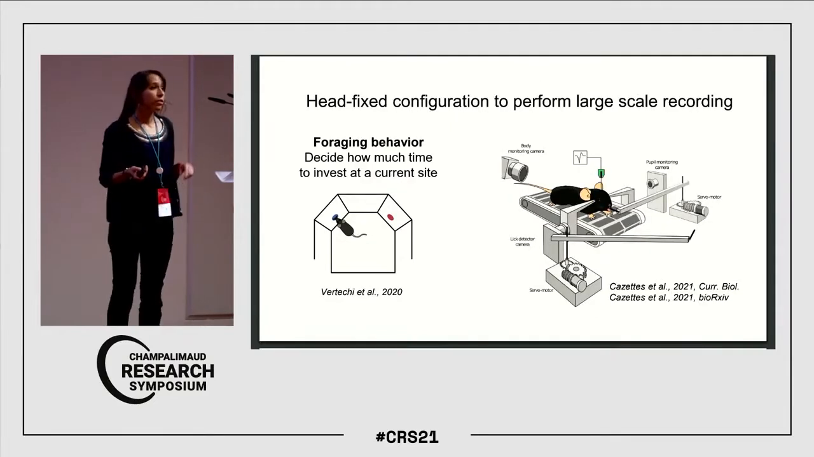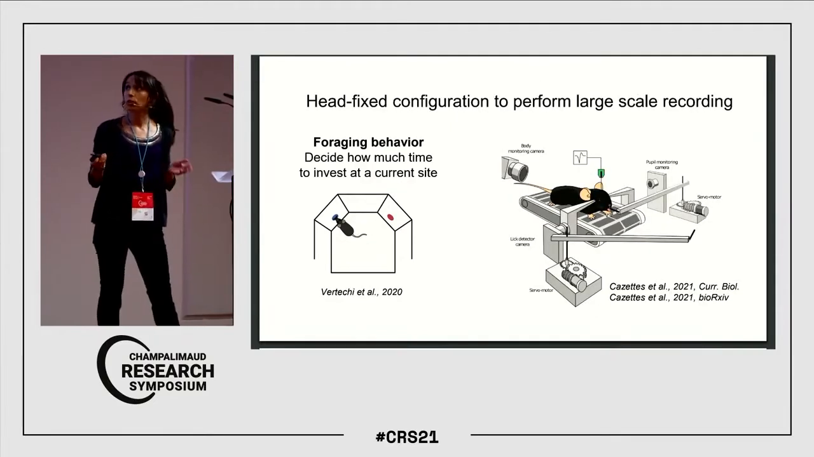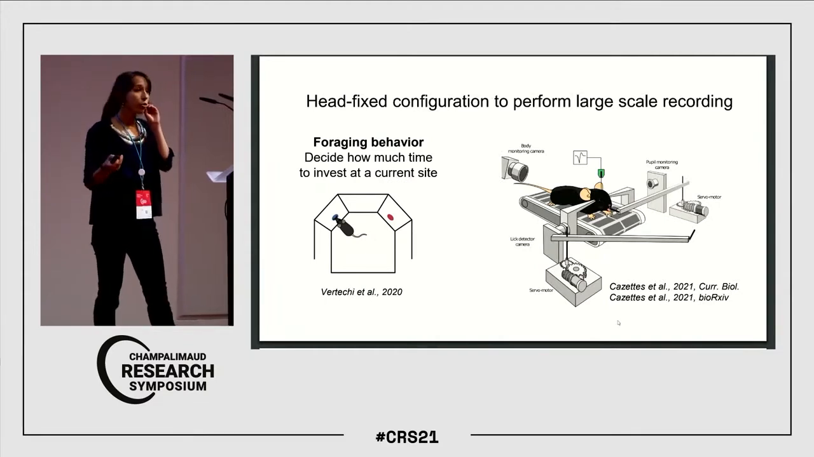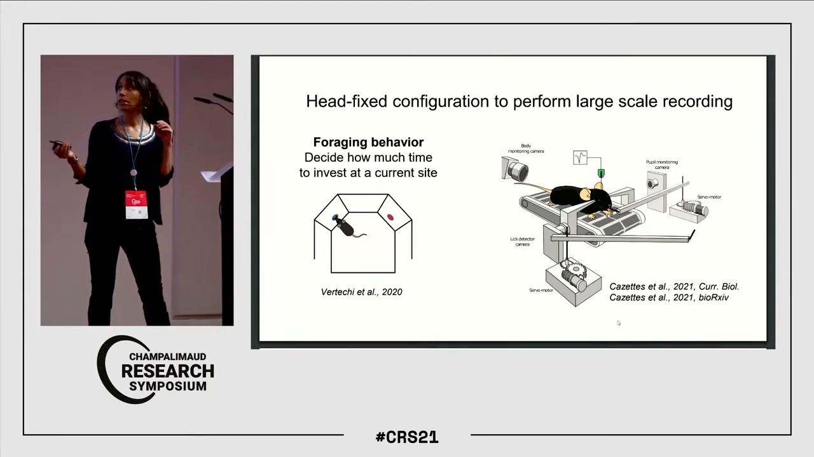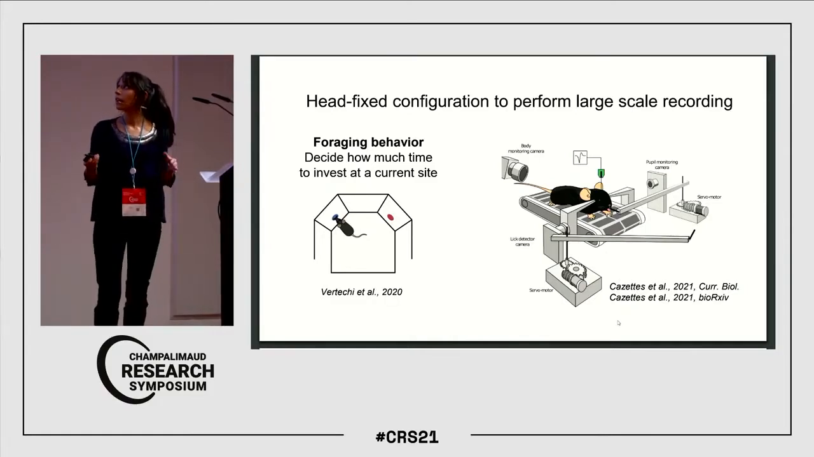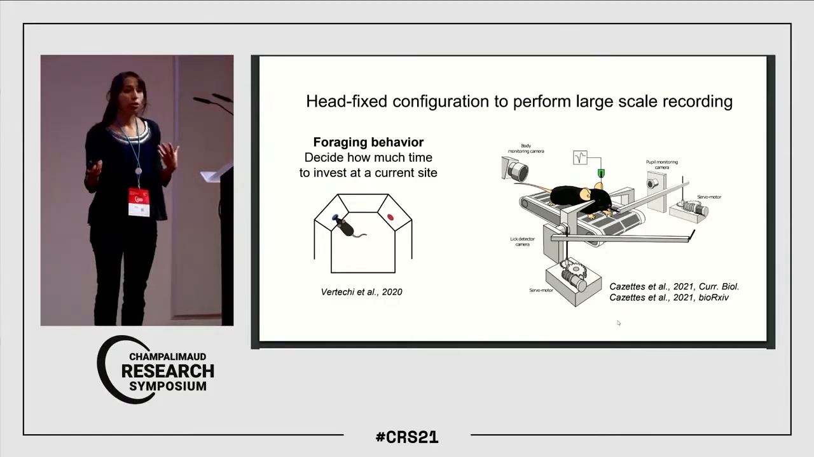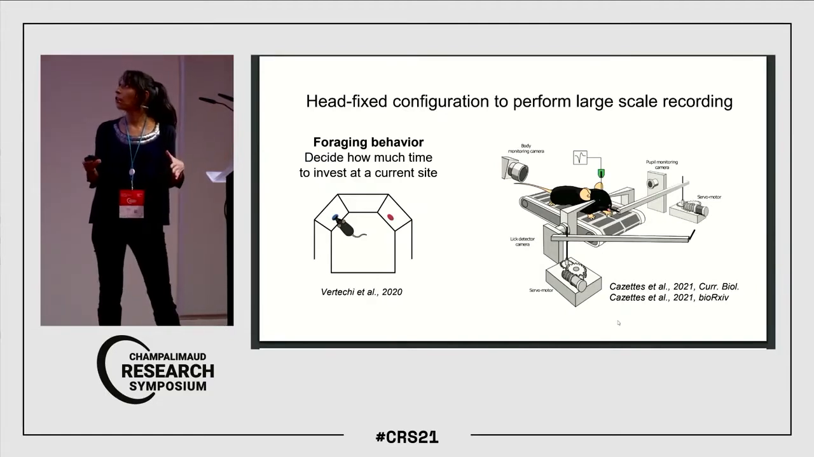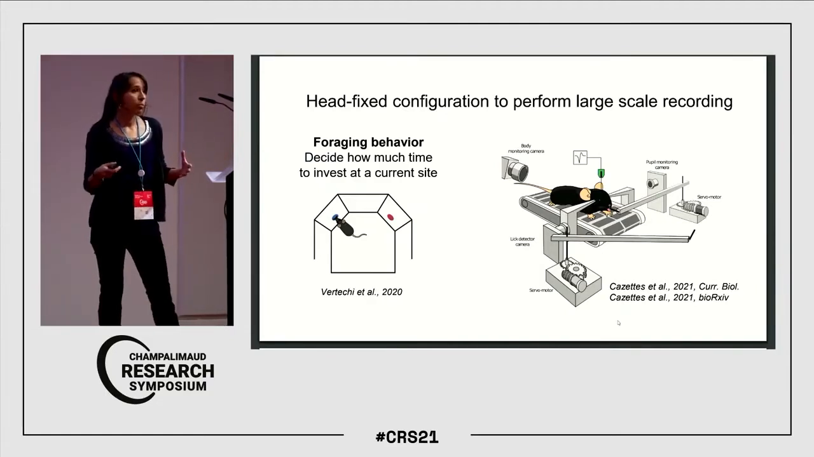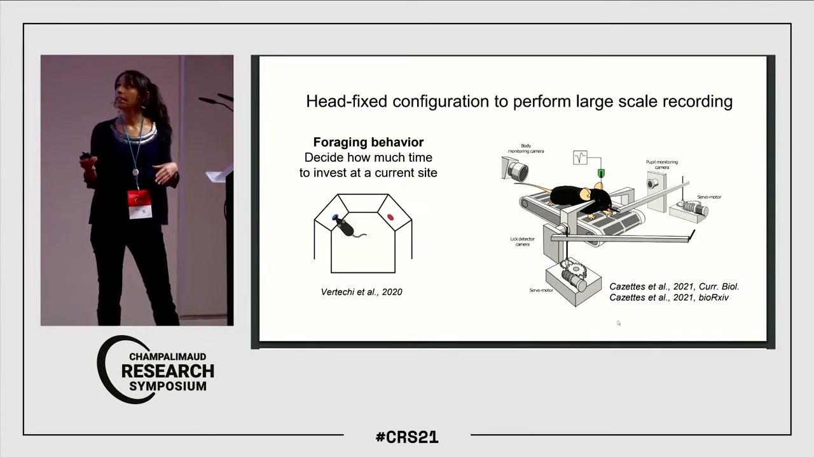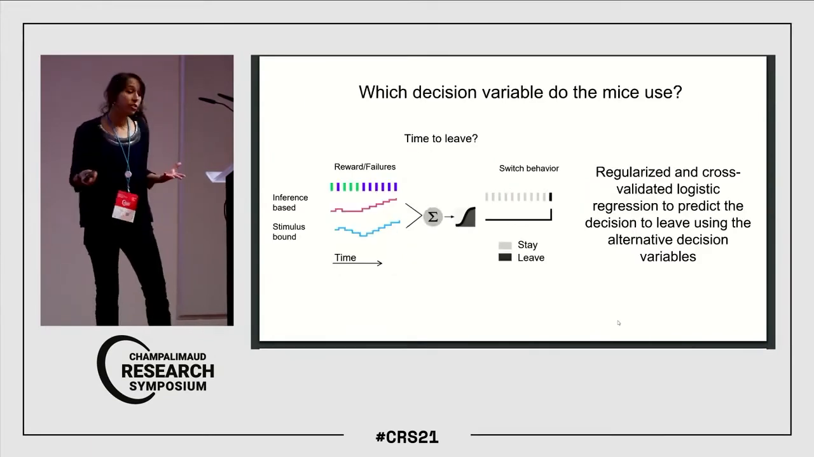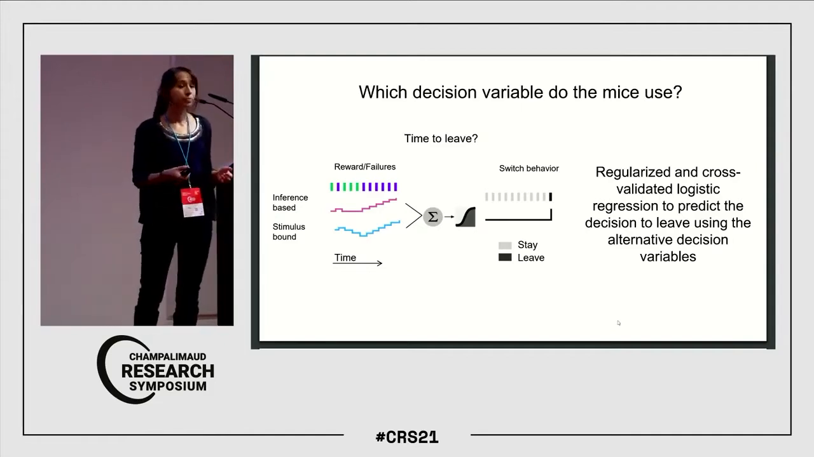So I have transferred this task to a head-fixed configuration, so that I could perform a large-scale recording. In this version, the mouse is on a treadmill, and it licks at the spout to receive reward, but it can also switch between the sides by running on the treadmill, and it activates this movement of the spout. And then we ask in this task, which decision variable do the mice use?